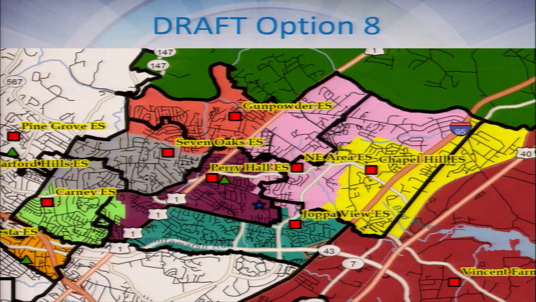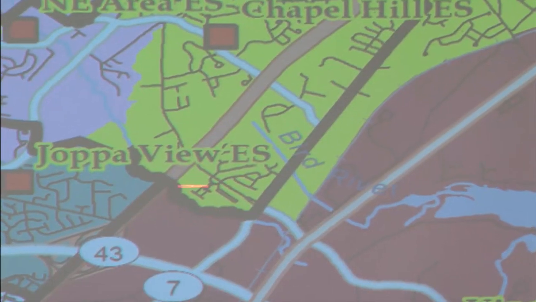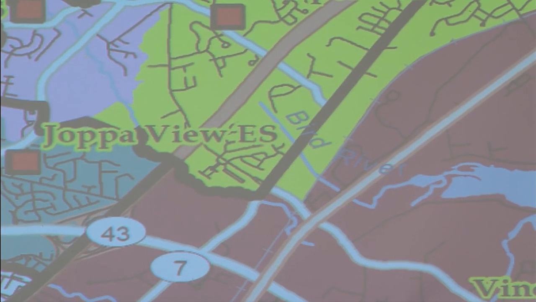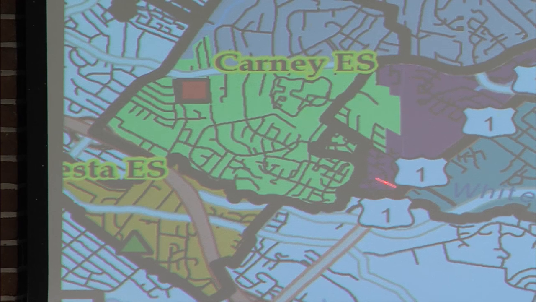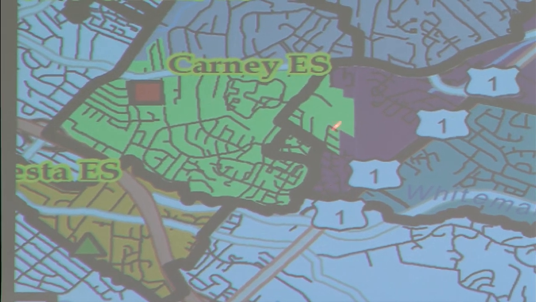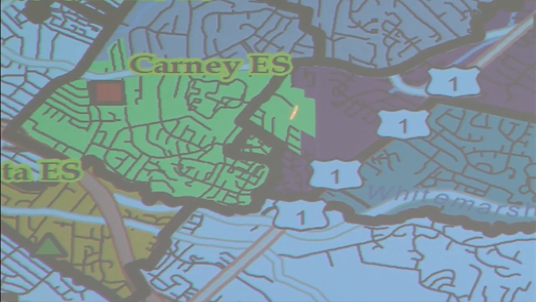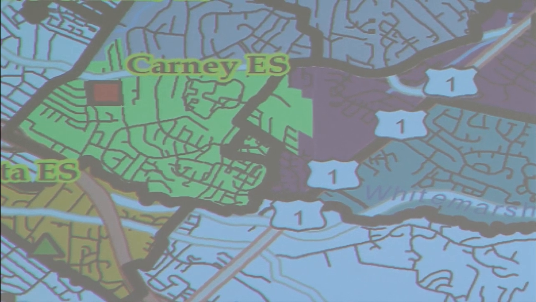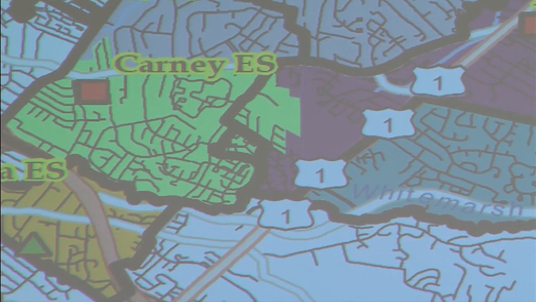Option 8 looks a little bit different, with different shapes around Chapel Hill and the new elementary school. You see the new school doesn't stretch as far south into Perry Hall in this scenario. We still have the same configuration between Vincent Farm and Chapel Hill here, except this southern area feeds into Chapel Hill now. You have Kearney picking up the Oakley satellite, but instead of picking up the bottom corner, it picks up the southwestern corner of Perry Hall in closest proximity to Kearney Elementary School.